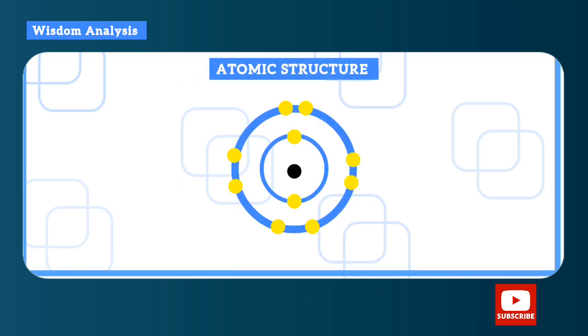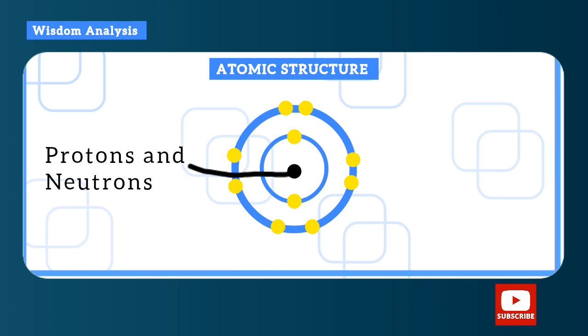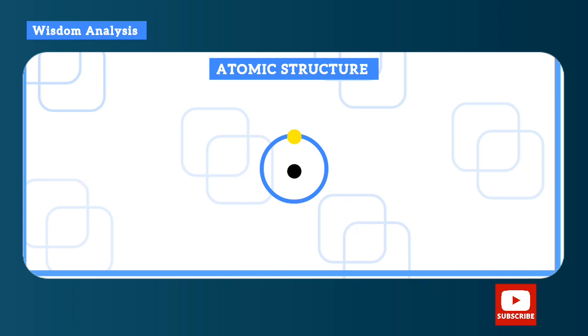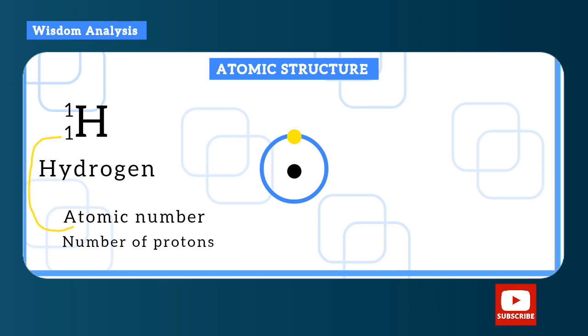Okay, so let's go to atomic structure. So this is what an atomic structure looks like. The protons and the neutrons are in the nucleus of the atom, while the electrons are in the shells. So these are the shells, okay? Now this is what a hydrogen atom looks like. See, it has 1 there as the atomic number, which is the same as the number of protons, and also 1 as the mass number, which we'll talk about shortly.